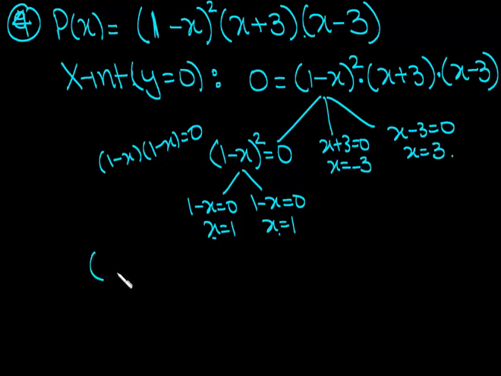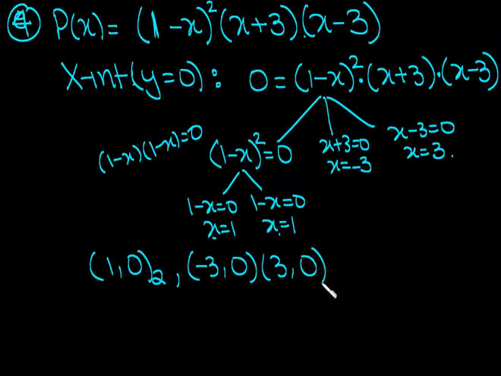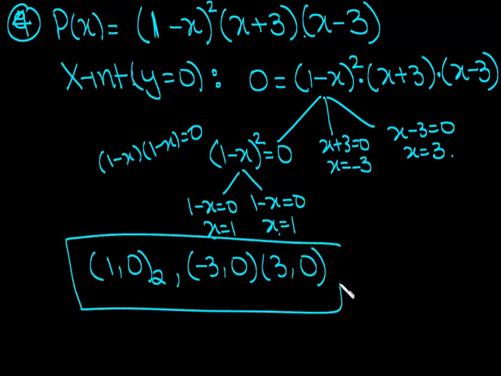So let's write them down. We get x is 1, y is 0, it repeats twice. When x is -3, y is 0, and when x is 3, y is 0. Okay, these are my x-intercepts. It turns here because of the even multiplicity.